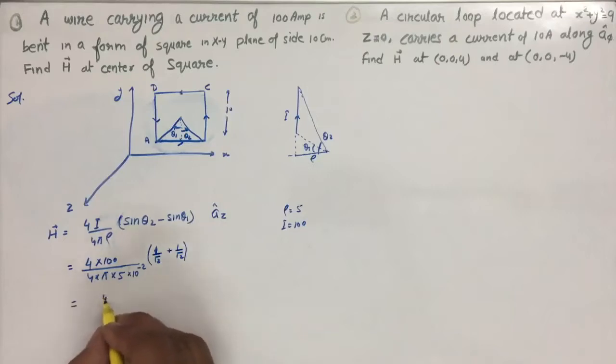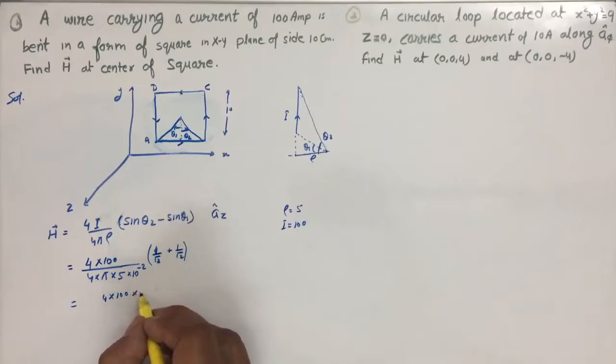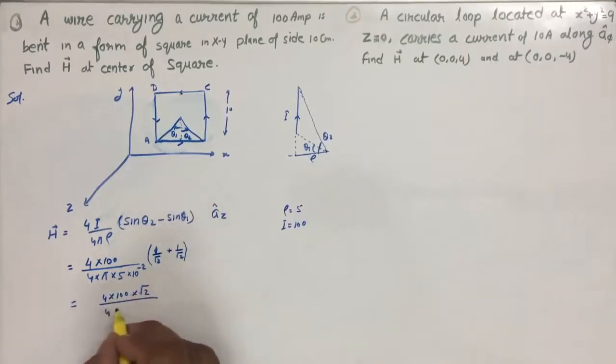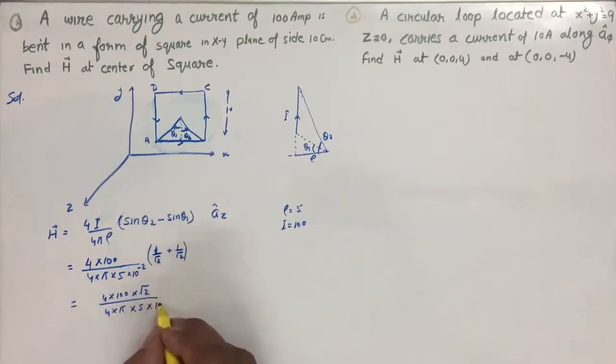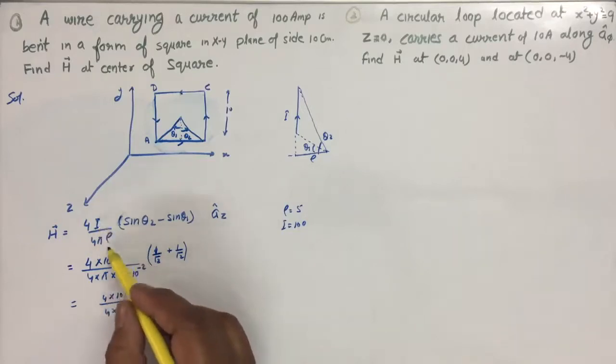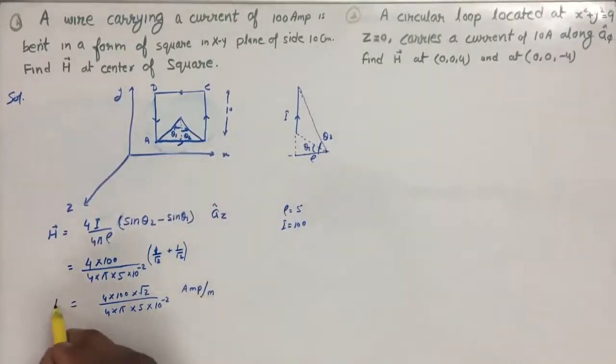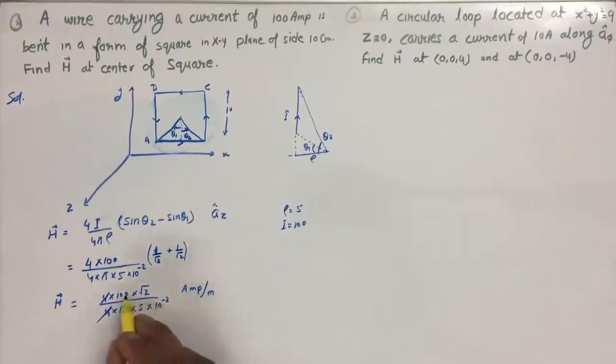And simplify this: 4 into 100, 2 by root 2, that will be root 2, divided by 4 pi into 5 into 10 to the power minus 2. This is ampere per meter. So we can say ampere per meter is the unit of H. So this 4 and this 4 will be cancelled out, and from here it will go up.